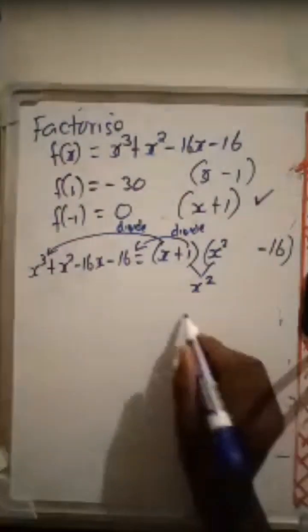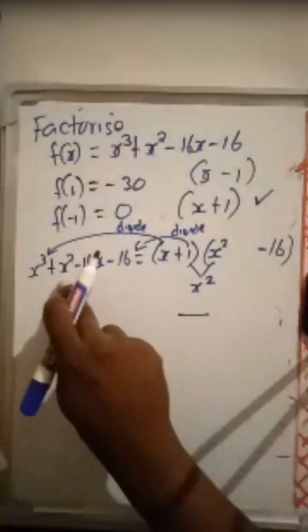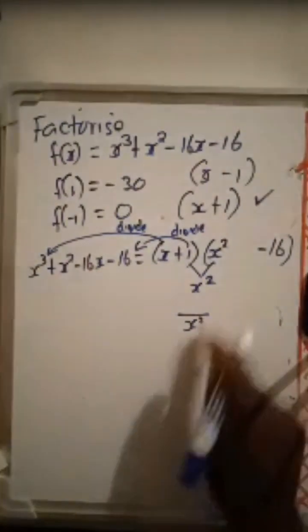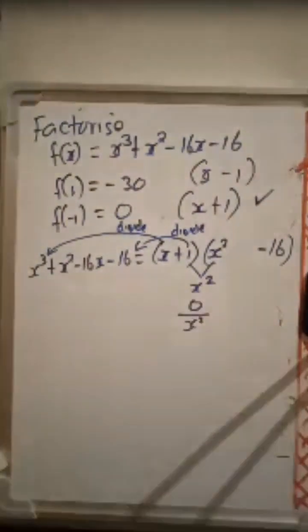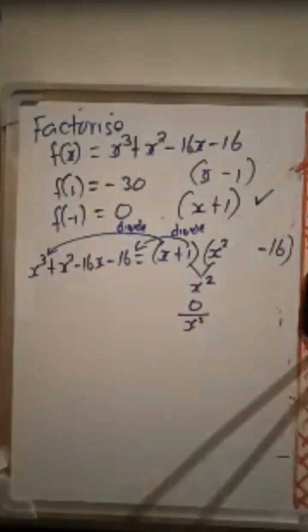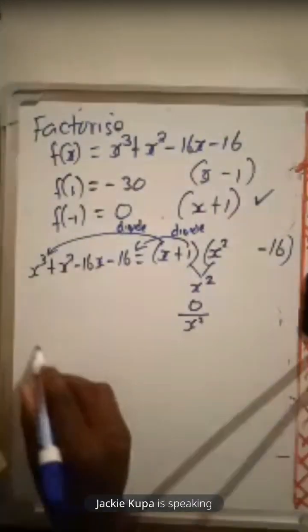Then leave a space. Take this one. What we have here is x squared. X squared minus x squared, we have 0. So it means in between there, we have 0.